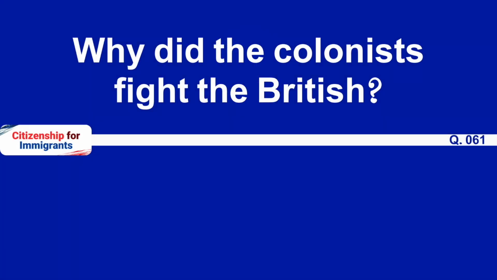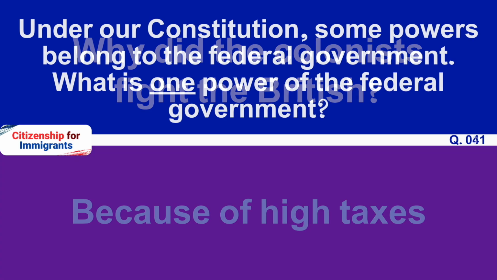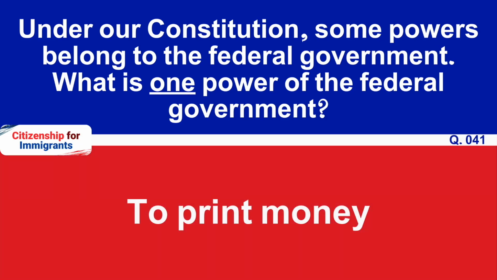Why did the colonists fight the British? Because of high taxes. Under our Constitution, some powers belong to the federal government. What is one power of the federal government? To print money.